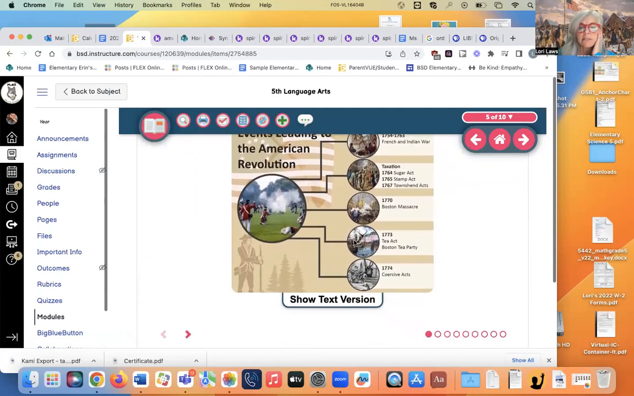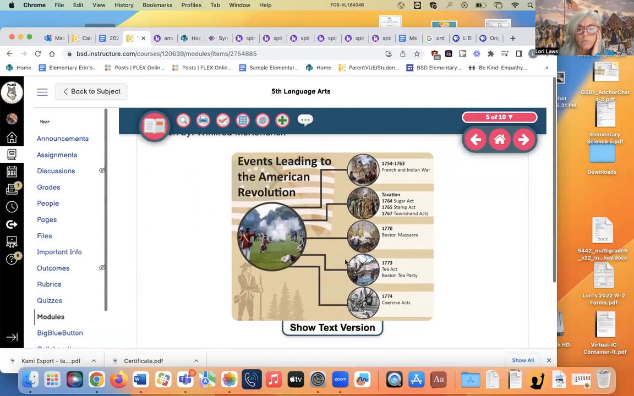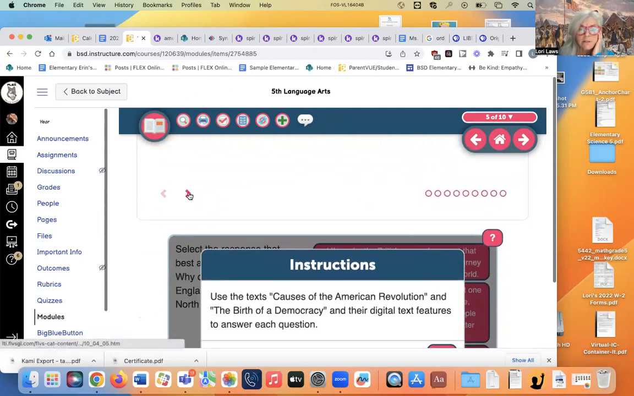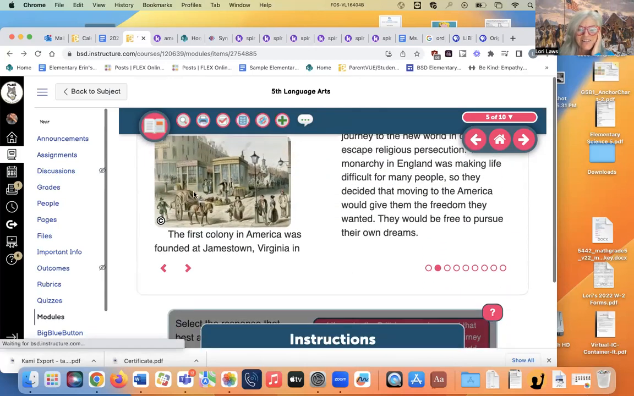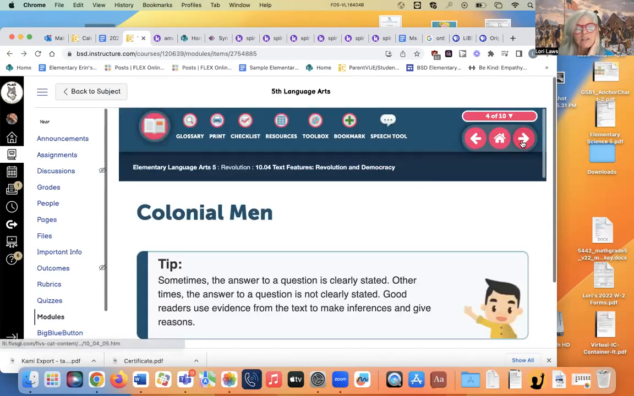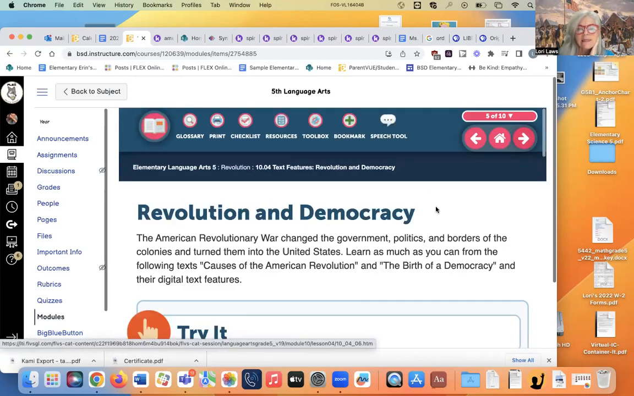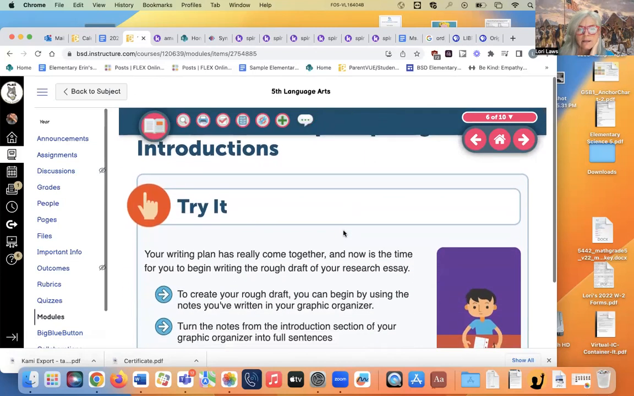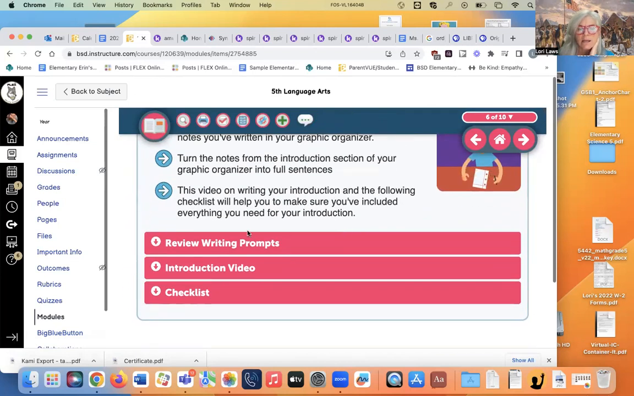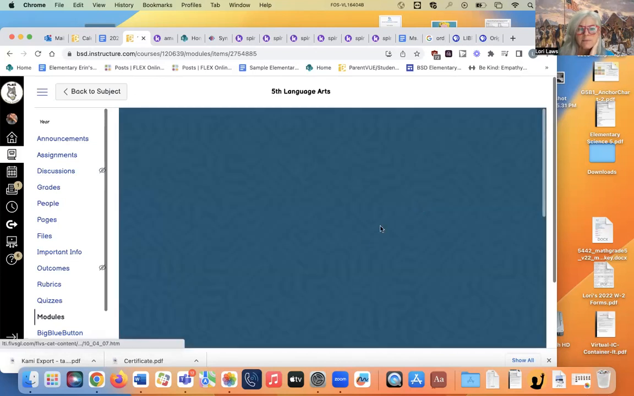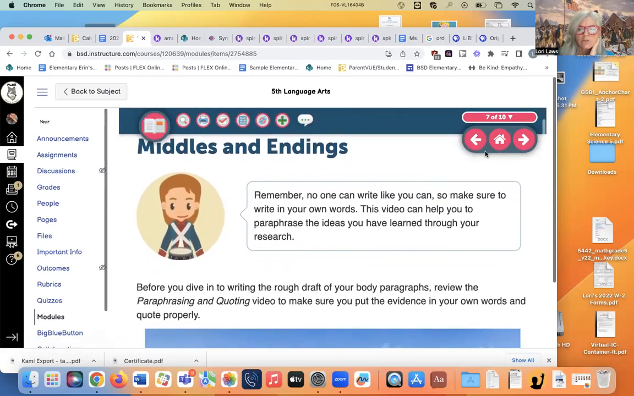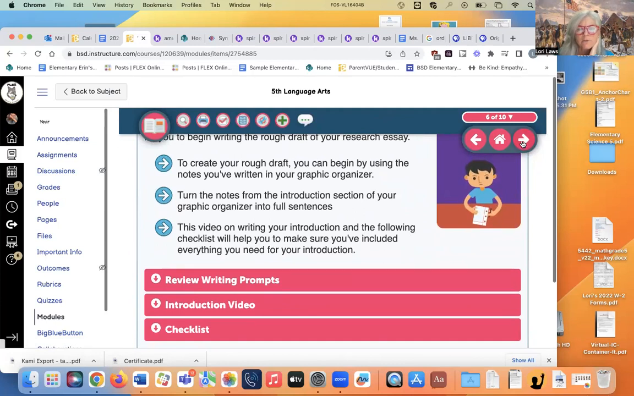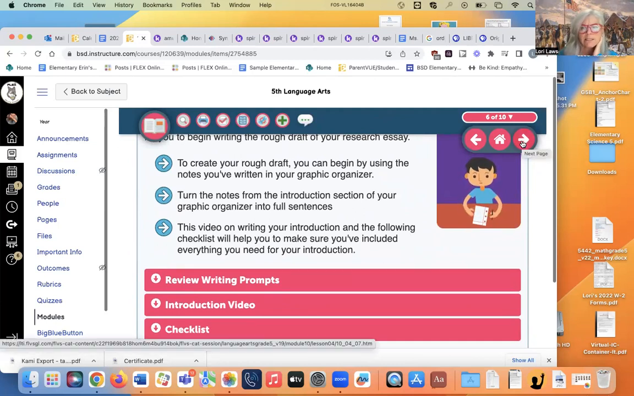The Birth of a Democracy. Again, we have a timeline kind of showing us what led up to the American Revolution. This is also a long story, so you can do that one so that you're ready for the quiz at the end. And then on the next pages, it starts into writing. Today we'll talk about it, but there are the writing prompts. Then they talk about writing an introduction. Actually, I guess they do that on page 6, the introduction. So if you haven't written your introduction, you might want to come look on page 6.